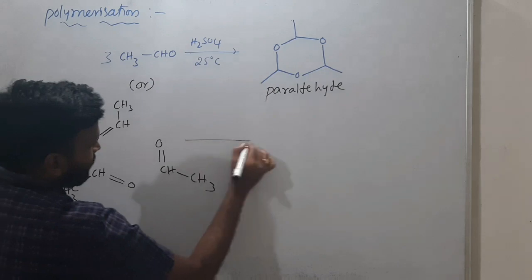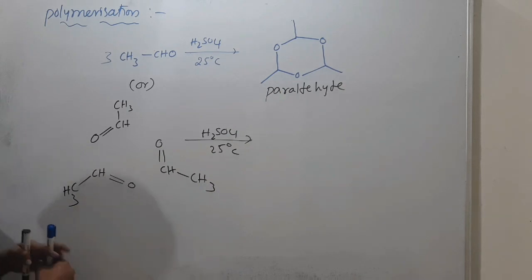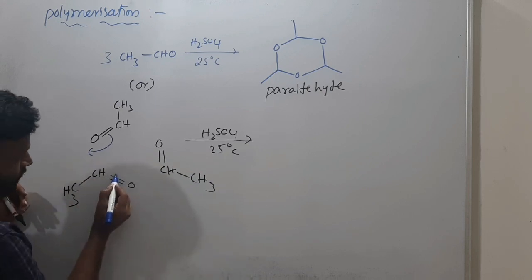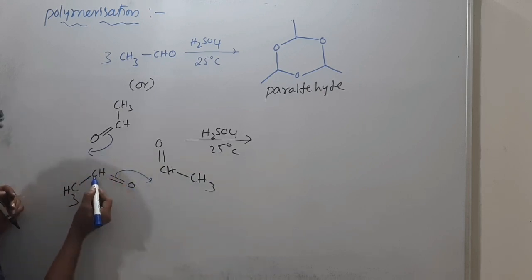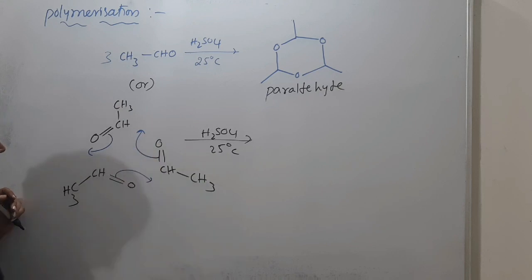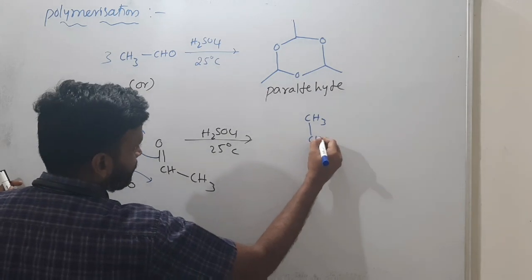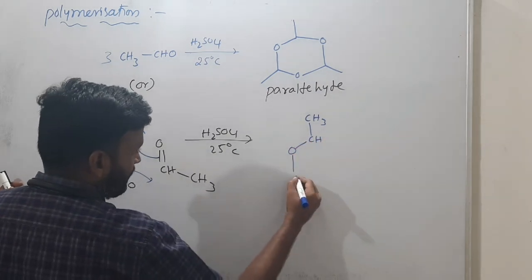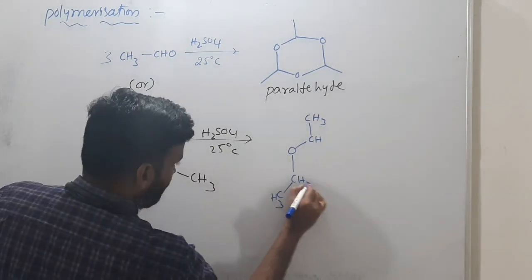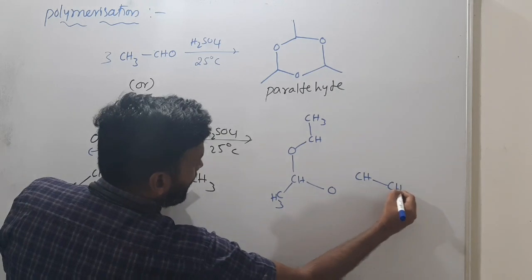Just for understanding and for more clarity, H2SO4 at 25 degrees Celsius, what happened? I am showing here. See this bond coming over here. Polymerization means all 3 will combine. So this pi bond will come over here, meaning between oxygen and this carbon you will have a bond, and this pi bond will migrate over here. That means what you have? Here CH3 and CH, single bond O, and here CH, CH3, and this double bond O becomes single bond O, and CH and CH3.